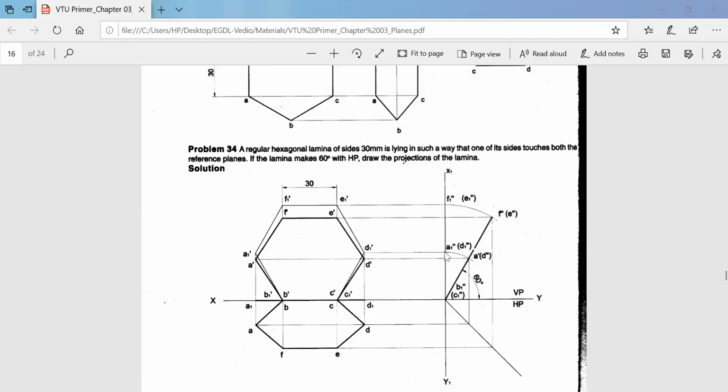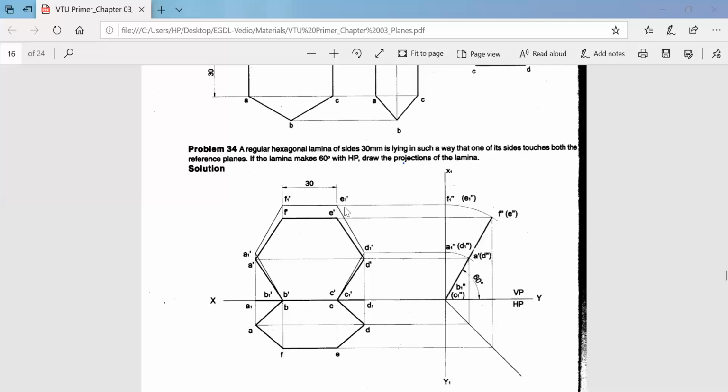Similarly, you will extend the projection of A1 double dash and it is meeting A dash at this point, so this will be our A1 dash. But B dash and C dash remain the same, because B dash and C dash, B double dash and C double dash are also meeting along the same reference plane XY, so no need of showing different points.